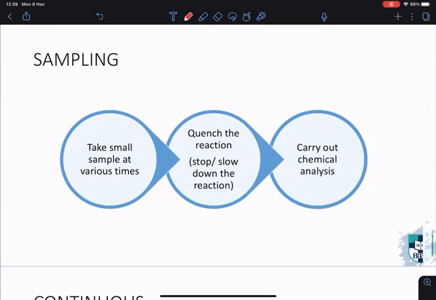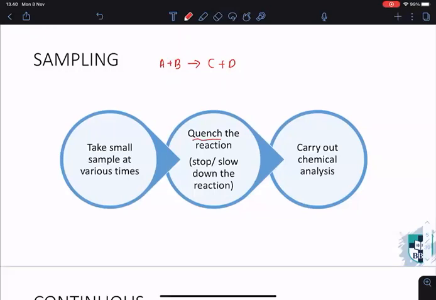What is sampling? Let's say there is a particular reaction. We take a small sample of the reactant, of the product, whatever you want, at various times: t equals 0, t equals 20, t equals 40. Because the reaction, say for example A plus B to give C plus D, is ongoing the moment you take the sample, we need to do something to stop that reaction because I still want to do analysis. So you need to quench the reaction.